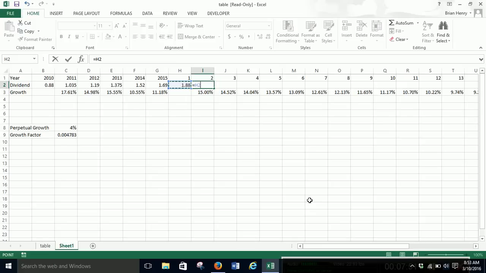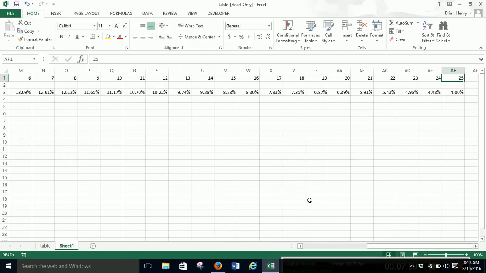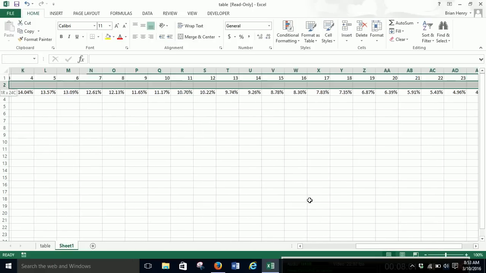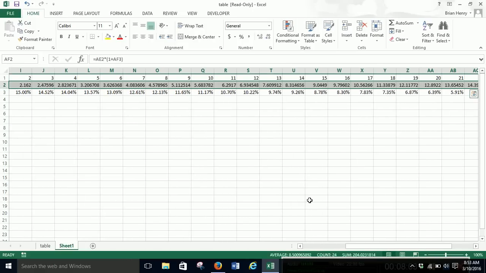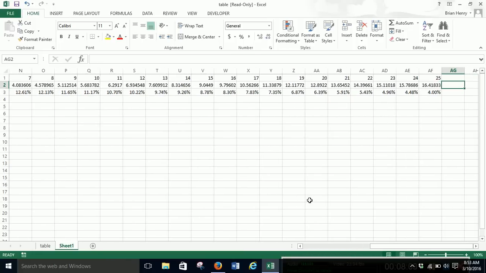So if this was last year's dividend times 1 plus the growth rate, and I can do things like this too. Hop up, control over, down, control shift left, control R, and fill all, and we can guess what the dividends are going to be going out a number of years.